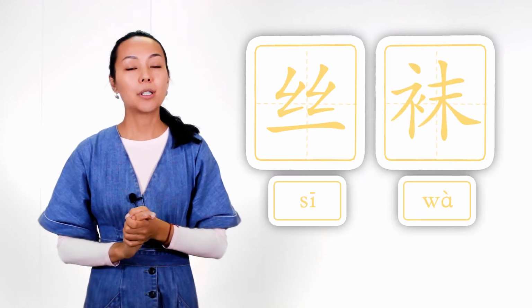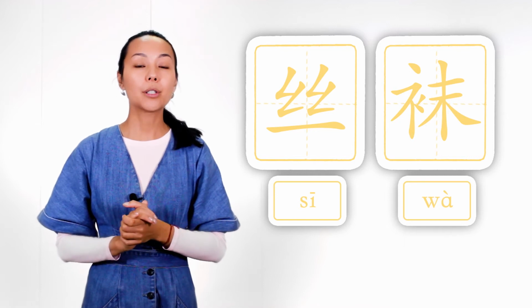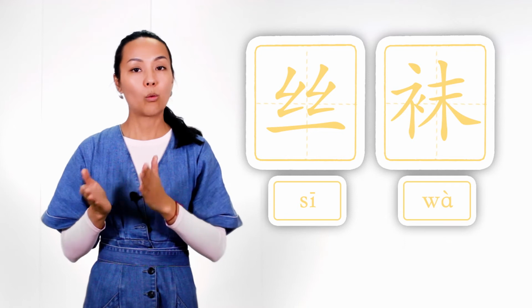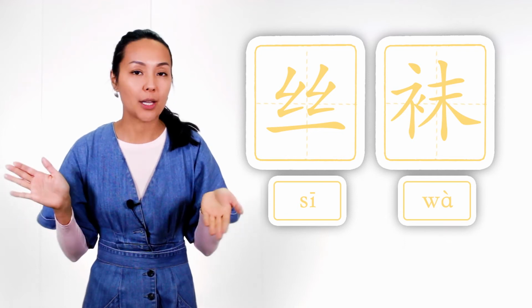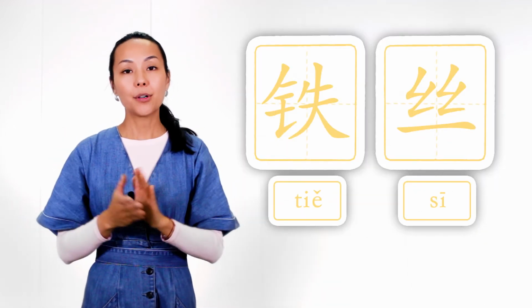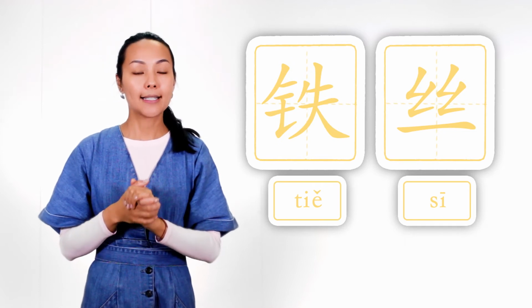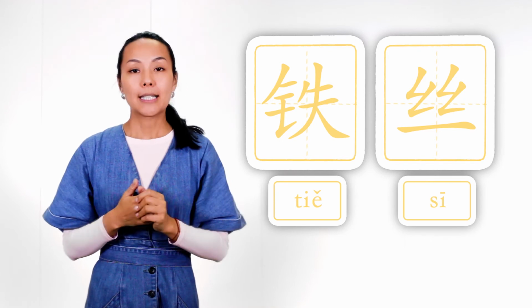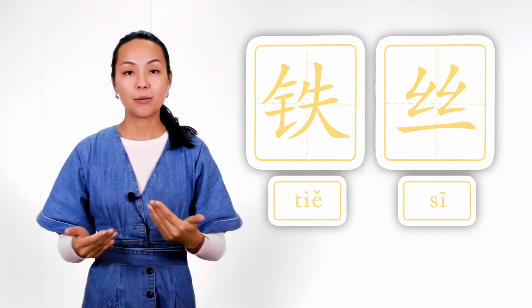And the second example is a very useful word for girls. It's si wa, stockings. Si, silk, wa, socks. Stockings together. They were produced from silk. And the third example is a word tie si, which means iron wire. So tie, iron, si, silk thread. Together, iron wire.